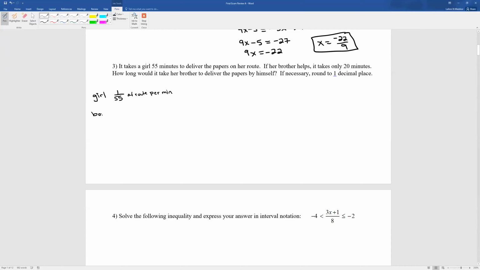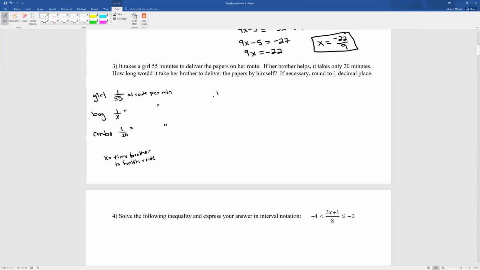And then the boy, we don't know by himself, but we do know the girl and the boy together. It took them 20 minutes when he helped. So that would be 1/20 of the route per minute. So the boy, since we don't know his time, we just know that he works uniformly like his sister. It's going to be 1/x because we don't know how much time it took him to do it by himself. That's what we're trying to solve for. So x is going to stand for the time for the brother to finish the route. That's what we're searching for.